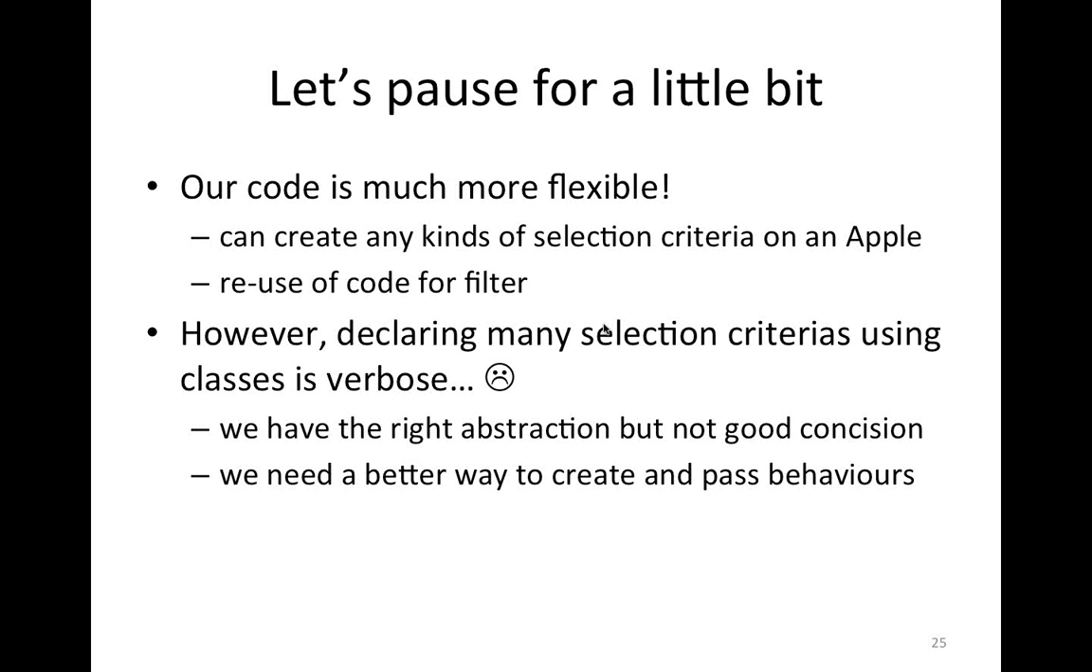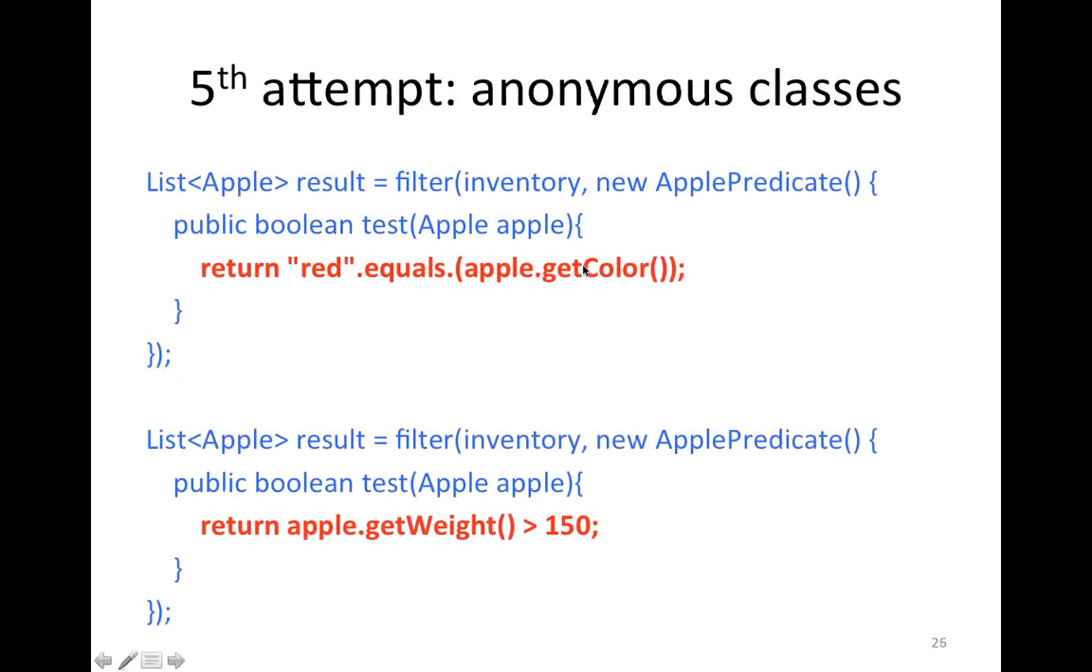Unfortunately, you know, there's always bad news. And the bad news here is that it's very verbose to declare all those classes that implement a selection criteria. So we have the right abstraction, but we don't have conciseness. So we need a better way to do this. We need a better way to create and pass those behaviors. So let's look at what we can do. How can we improve the story a little bit?